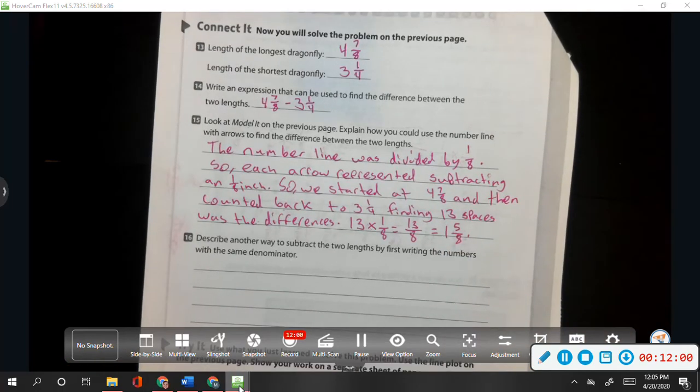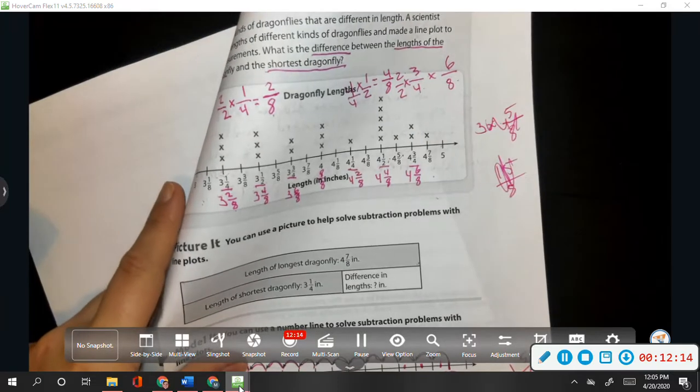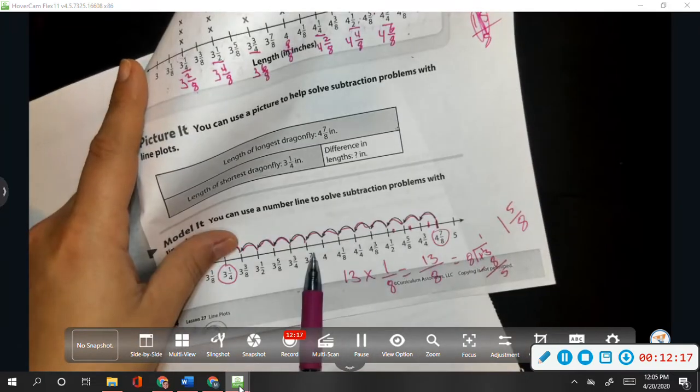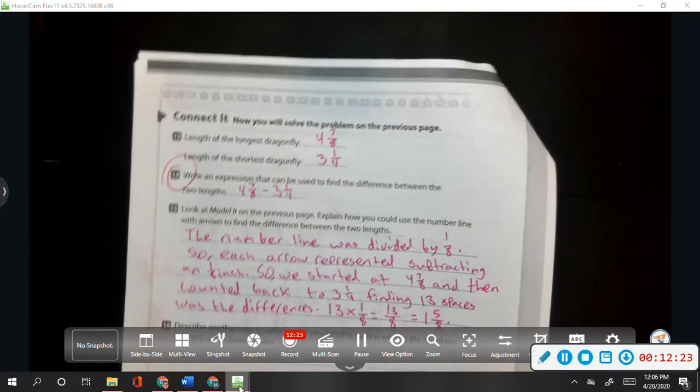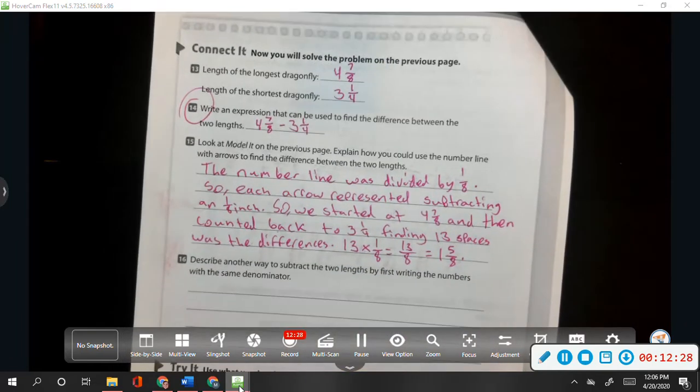Number 16 says, describe another way to subtract the two lengths by first writing the numbers with the same denominator. So what they're asking you here is if we didn't have the number line, if we weren't able to use those notches and count back, how would we have solved it? Well, going back up to our expression that we wrote, number 14, we said 4 7/8 minus 3 1/4. But we know we can't subtract that. Why? Because they have different denominators.